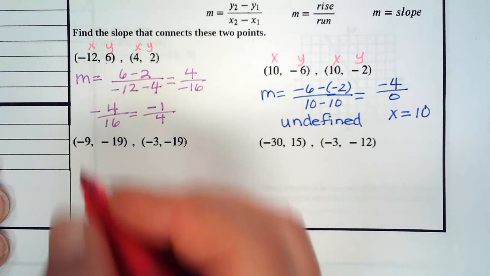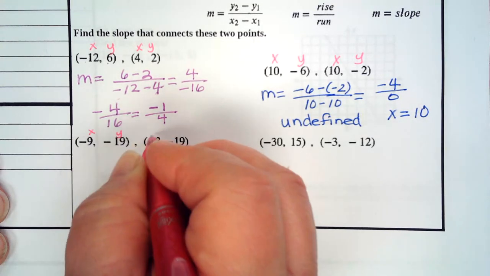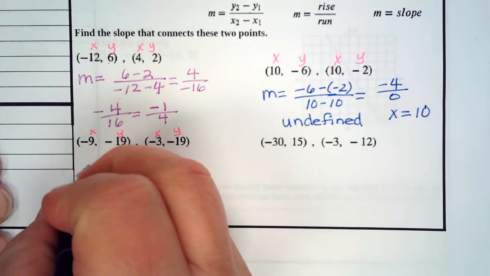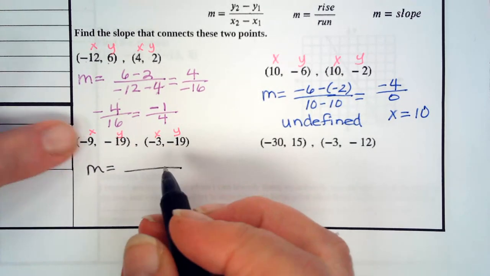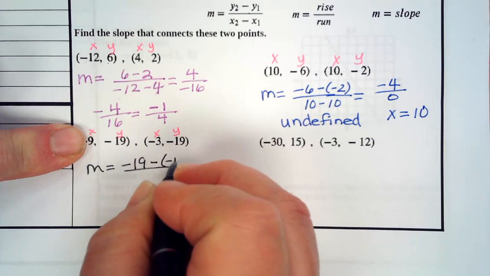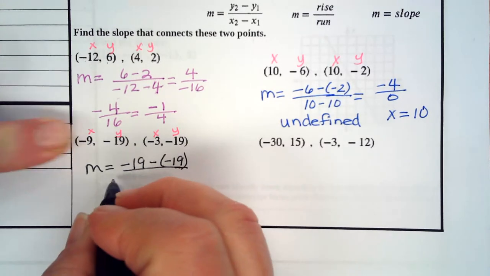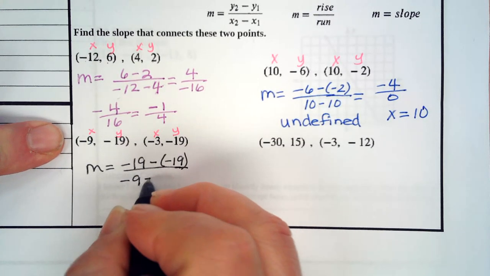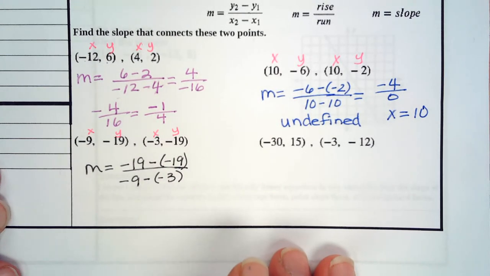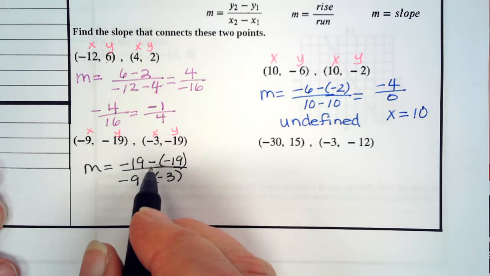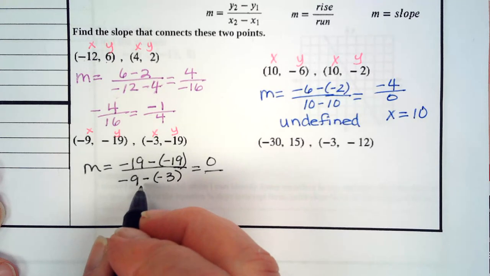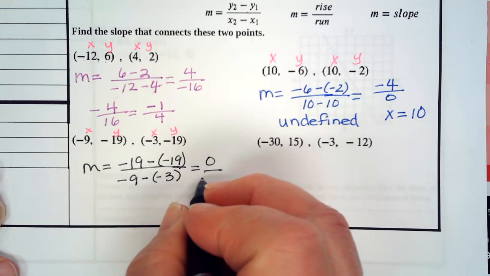Okay, let's look at the next one. X, Y, X, Y. M is equal to negative 19 minus negative 19, over negative 9 minus a negative 3. Okay, you don't minus the negatives, you plus the positive. So negative 19 plus 19 is 0. Negative 9 plus 3 is negative 6.